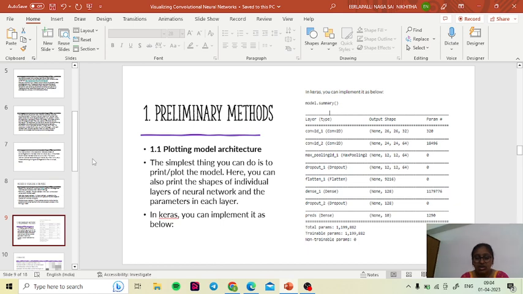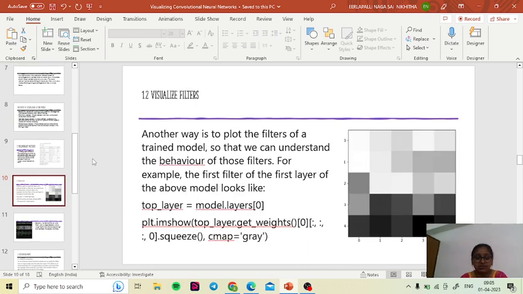That means what all layers are present in our model, what is the shape of each individual layer, and how many parameters are present in each layer. So we need to get a brief idea of the number of layers, and then the shape and the parameters. So we will be visualizing the overall architecture of our model. In Keras, you can implement it as model.summary. So we'd be able to visualize the layers and the shape and number of parameters.